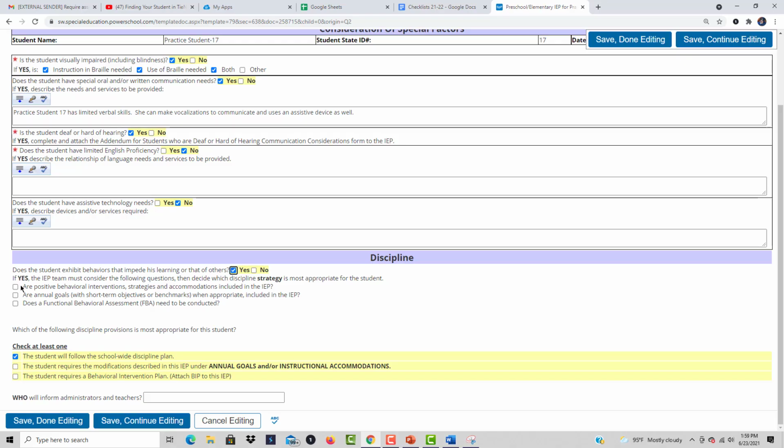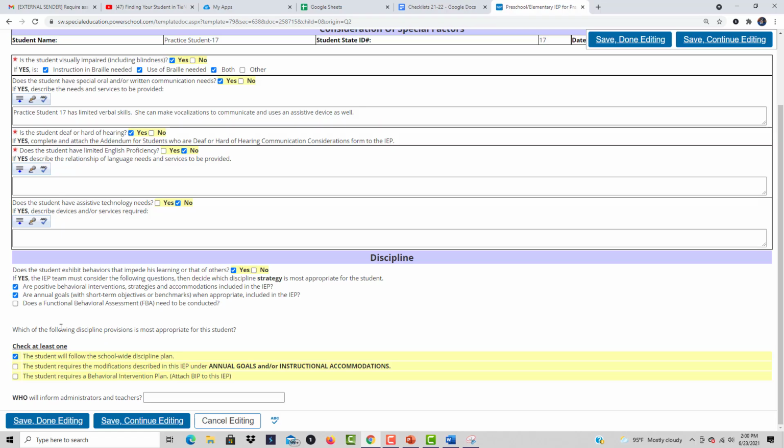Now, if that works for that particular student, you would click there. Other students, not only do they need to have some accommodations and strategies, but they also need to have goals. So it's something that we were targeting a lot more. And so you would go ahead and click on our annual goals, appropriate. And then they would be included in the IEP.